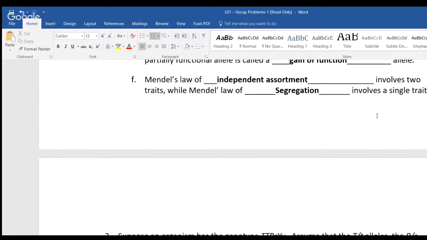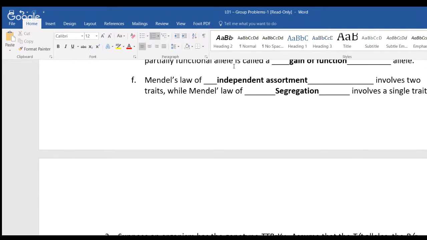For part F, we want to know how to determine which of Mendel's laws involves two traits and which involves a single trait. If we look at the lesson notes, we'll remember that the dihybrid cross was done using independent assortment. How they're found on different chromosomes, and depending on how you arrange it around the metaphase plate, you can get different combinations. So you're dealing with more than one trait.